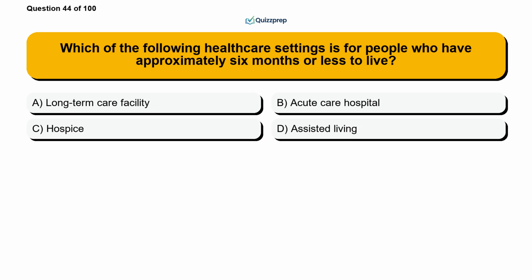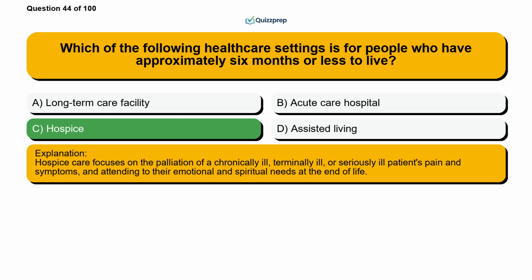Question 44. Which of the following healthcare settings is for people who have approximately 6 months or less to live? Option A, long-term care facility. Option B, acute care hospital. Option C, hospice. Option D, assisted living. The correct answer is option C, hospice. Hospice care focuses on the palliation of a chronically ill, terminally ill, or seriously ill patient's pain and symptoms, and attending to their emotional and spiritual needs at the end of life.